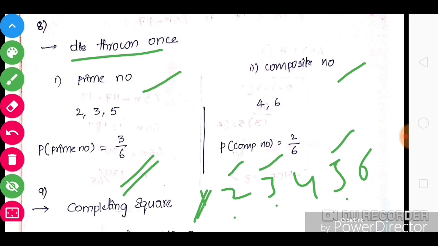And probability of getting a composite number, 1 is neither prime nor composite. So only 4 and 6 are composite numbers. Okay, that's it.